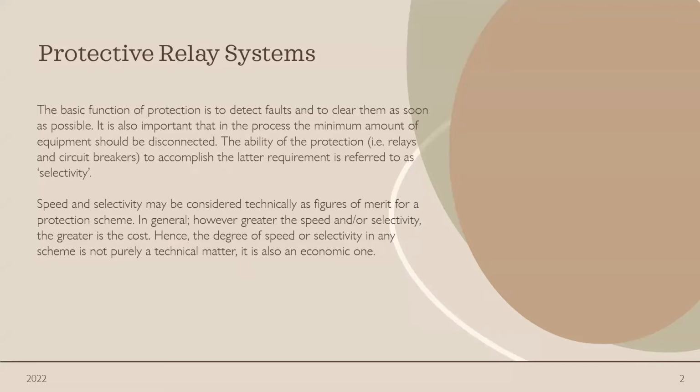Protective Relay Systems. The basic function of a protection is to detect faults and to clear them as soon as possible. It is also important that in the process, the minimum amount of equipment should be disconnected. The ability of protection, i.e., relays and circuit breakers, to accomplish the latter requirement is referred to as selectivity. Speed and selectivity may be considered technically as figures of merit for a protection scheme. In general, however, the greater the speed and/or selectivity, the greater is the cost. Hence, the degree of speed or selectivity in any scheme is not purely a technical matter. It is also an economic one.